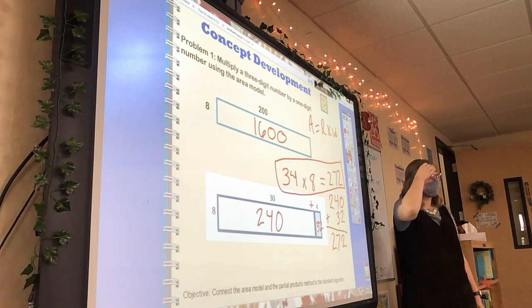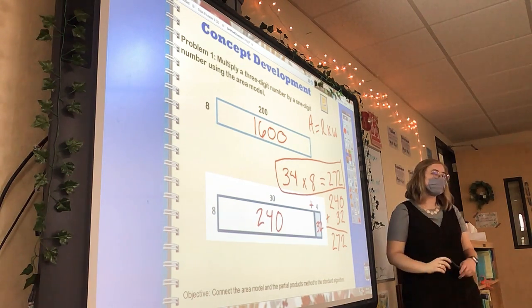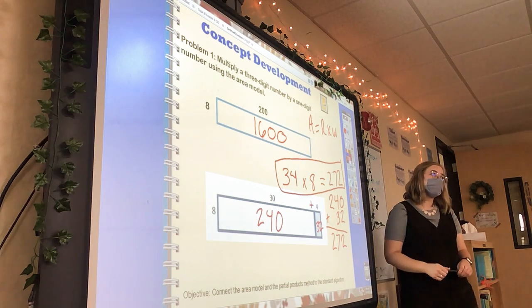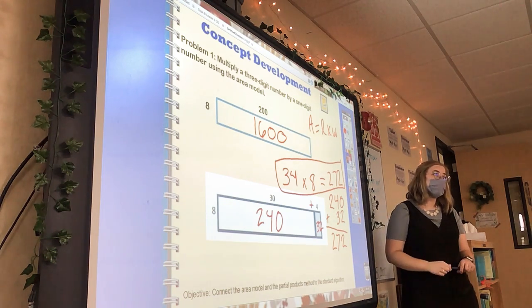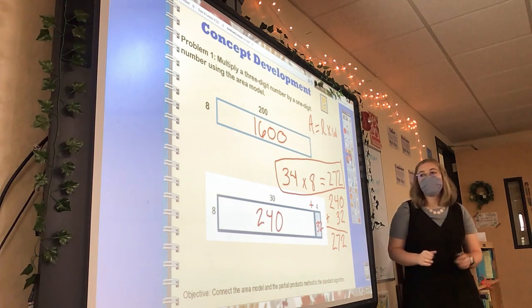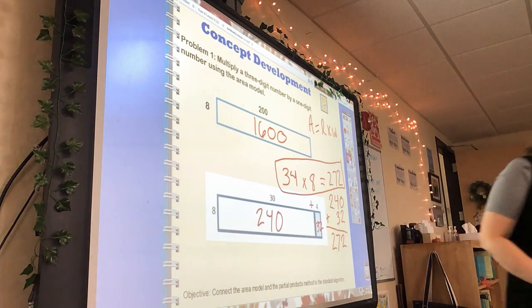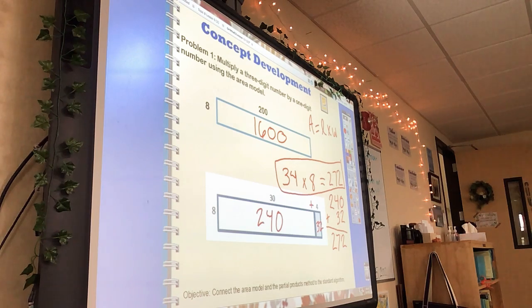When you add on the box, why would the box be 32 if it was 8? I don't know that it would be part of it. Sorry, can you say that one more time? Why wouldn't the area of the little box be 4? It's because 32 and then it's 4.